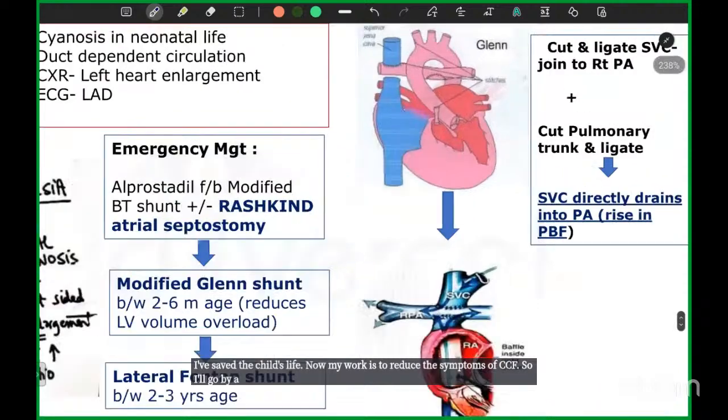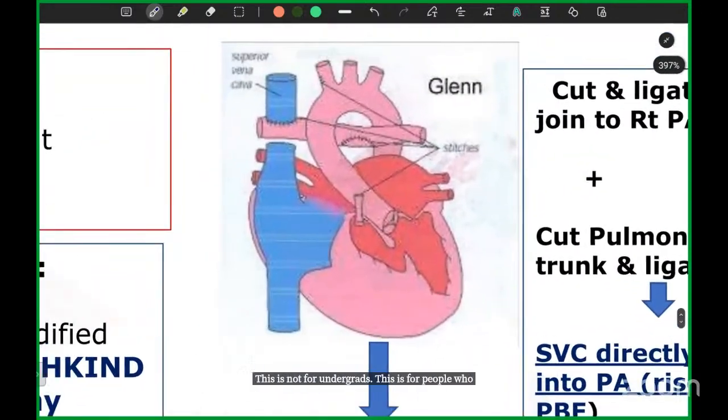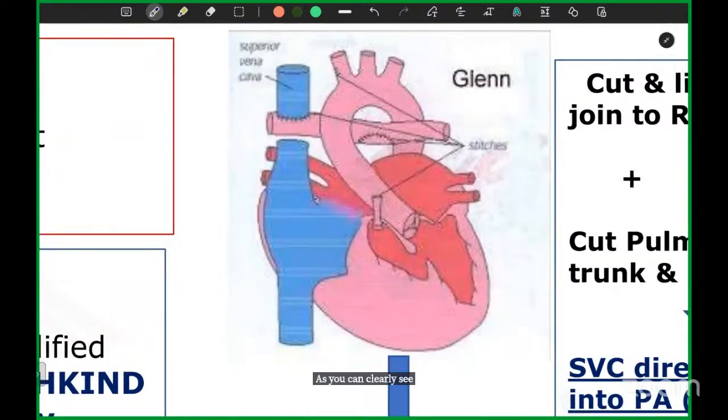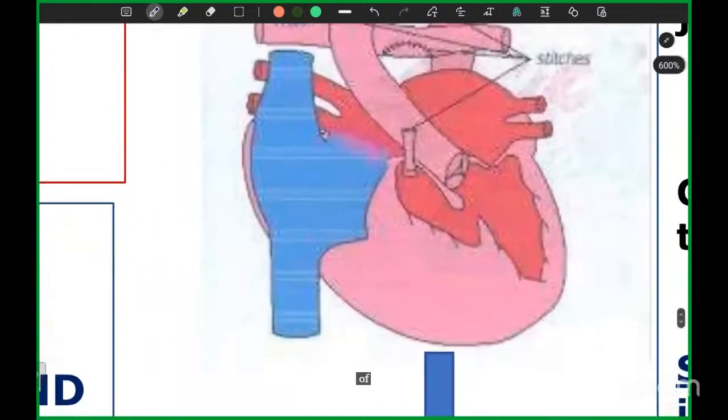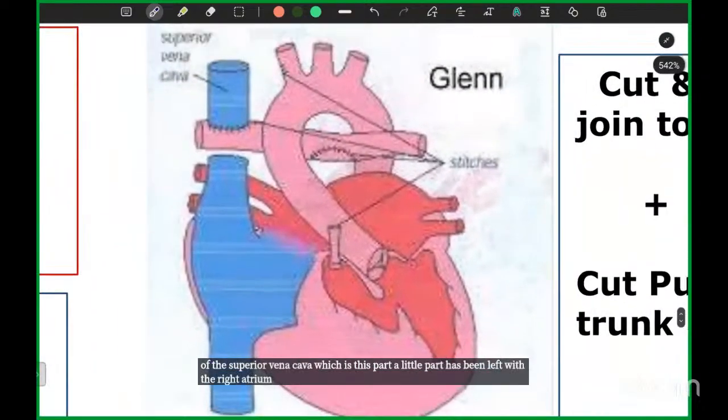What is a Glenn shunt? This is not for undergrads. This is for people who are doing residencies. So what I do in this Glenn shunt is, as you can clearly see, this is the superior vena cava. A part of the superior vena cava has been cut and it has been joined to the pulmonary artery, right? A part of it has been joined to the pulmonary artery. The other part of the superior vena cava, which is this part, a little part has been left with the right atrium, and I keep it like this.